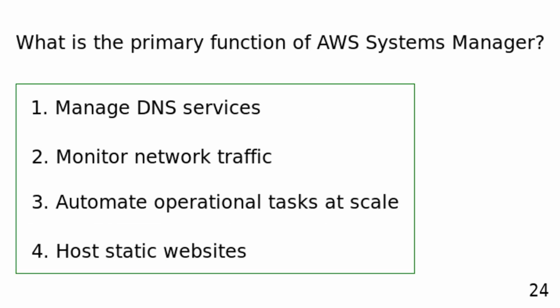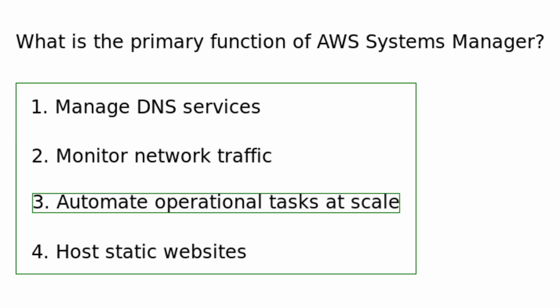What is the primary function of AWS Systems Manager? Manage DNS services. Monitor network traffic. Automate operational tasks at scale. Host static websites. AWS Systems Manager's primary function is to automate operational tasks at scale, making it easier to manage infrastructure securely and efficiently.